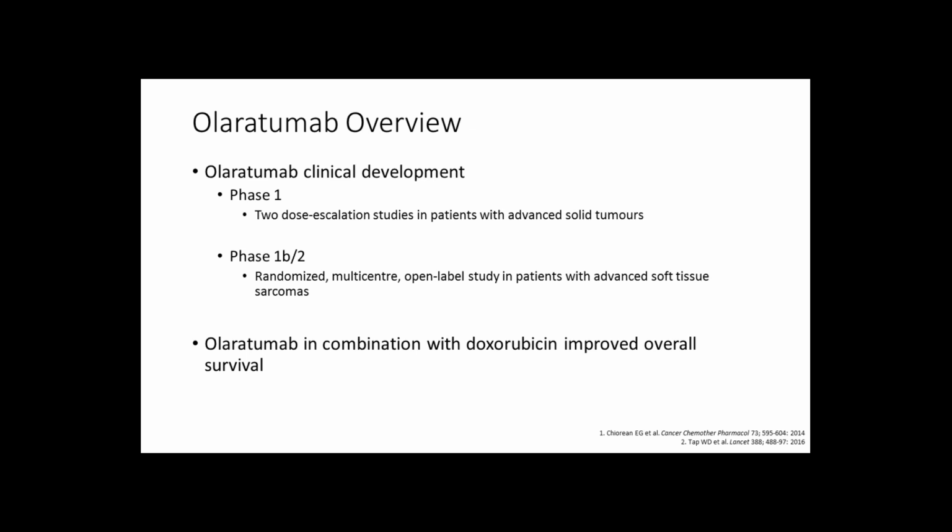But the phase 1b, phase 2 trial, the phase 2 component was a randomized trial. It was open label, so we knew which arm of the trial people were randomized to, and it was open to patients with advanced soft tissue sarcomas. And the trial, as Catherine mentioned, resulted in the approval of Olaratumab based on the overall survival benefit shown for the combination of Olaratumab with doxorubicin.